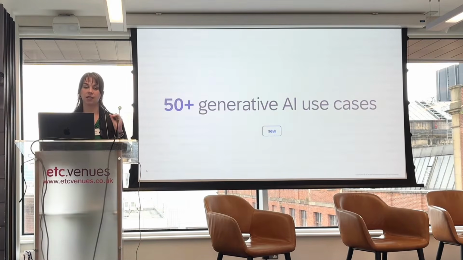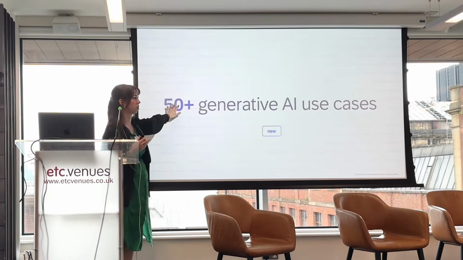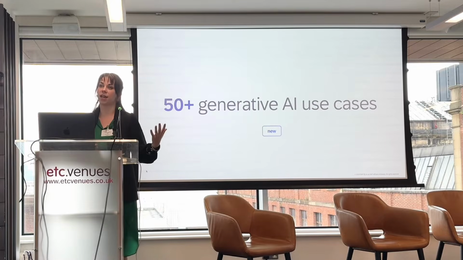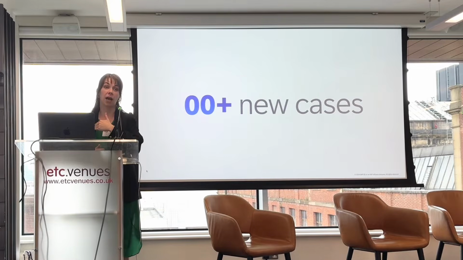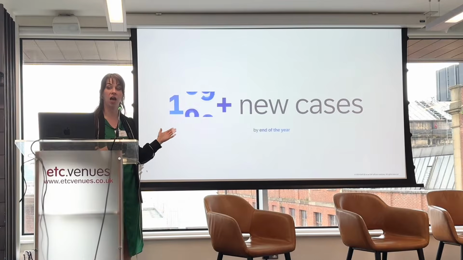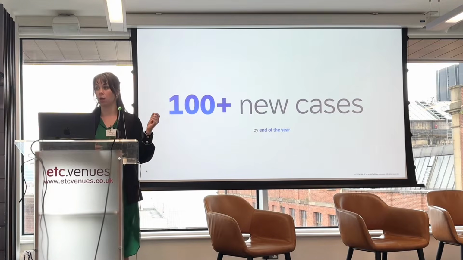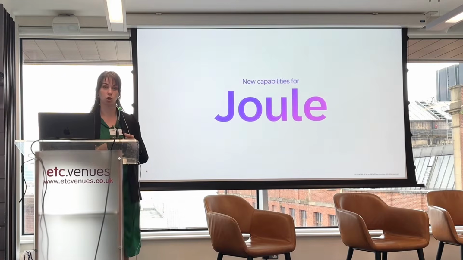Since generative AI came to the market, we now have 50 plus new AI use cases. And Christian Klein stood on stage at Sapphire and said we will generate 100 plus new use cases by the end of the year. One of the main parts, of course, is Joule. So let's start at the top.